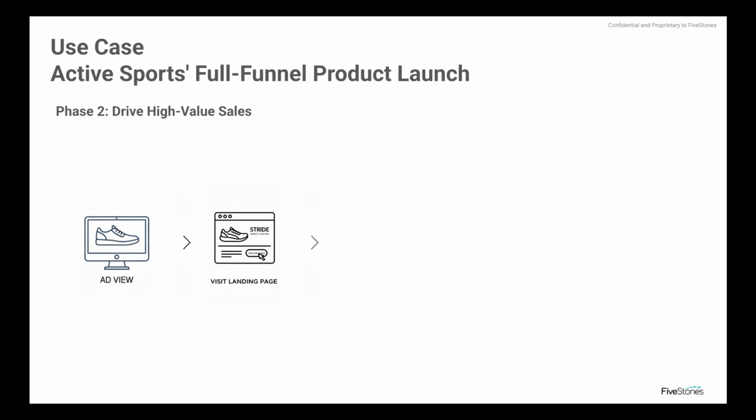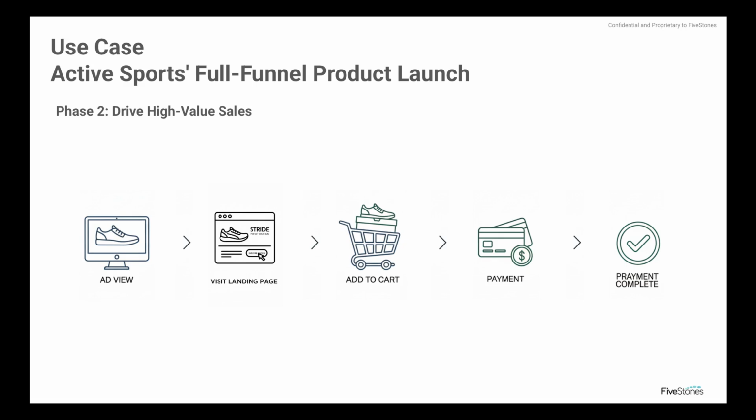Now, for Phase 2 campaign, our goal is to drive conversions from high-intent users. The customer journey starts when a user views the ad. Next, if the user visits the landing page, that indicates deeper engagement and stronger intent. Moving further down the funnel, adding a product to cart is an even stronger sign of purchase intention. Then comes initiating payment, where intent becomes very close to conversion. Finally, completing the payment represents the ultimate conversion.